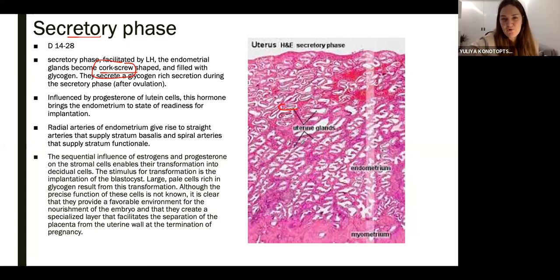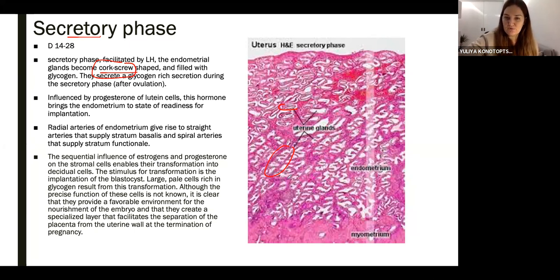So if you look at the uterine glands, you can see that they have the spiral or corkscrew appearance. So definitely this is the secretory stage of the endometrium, which is regulated by progesterone, right?